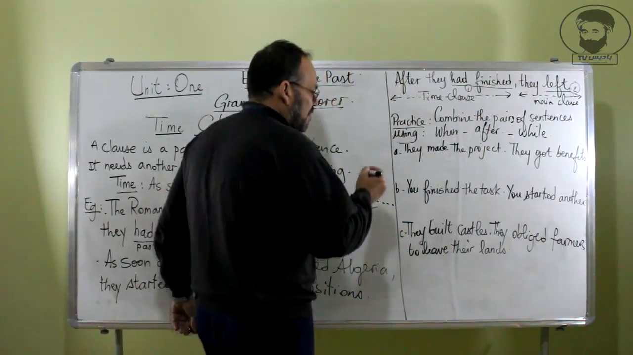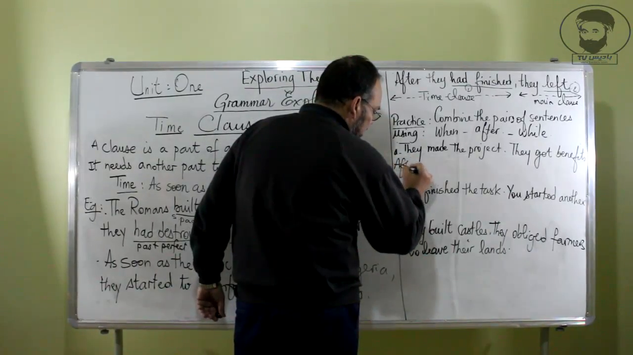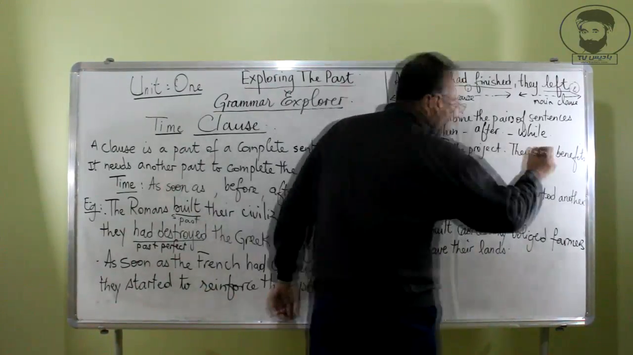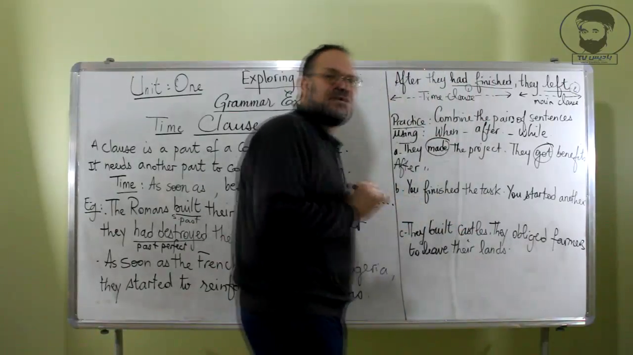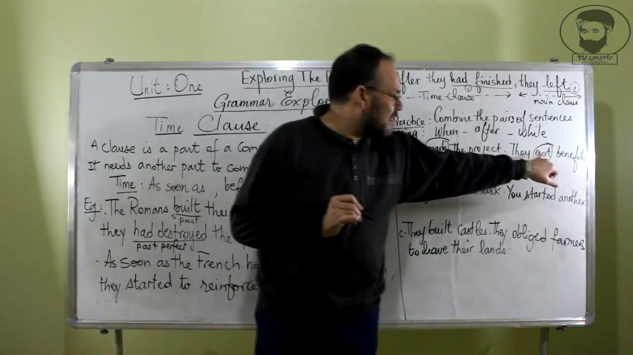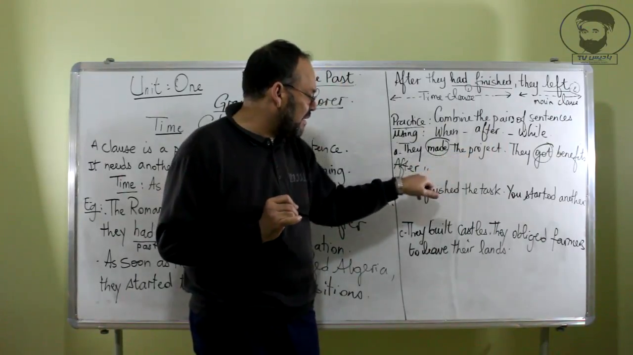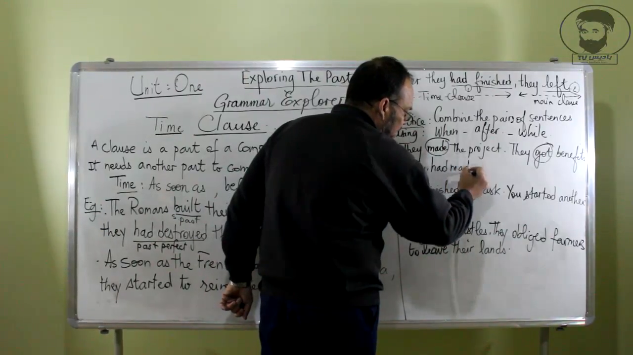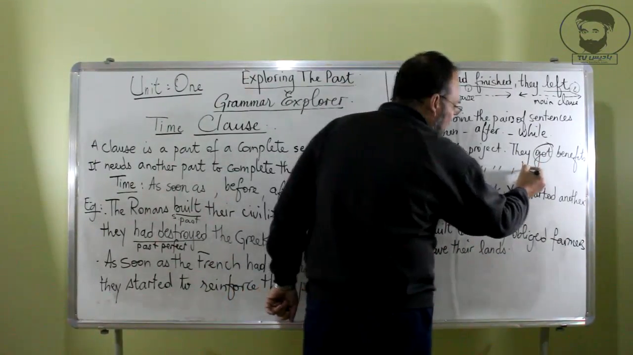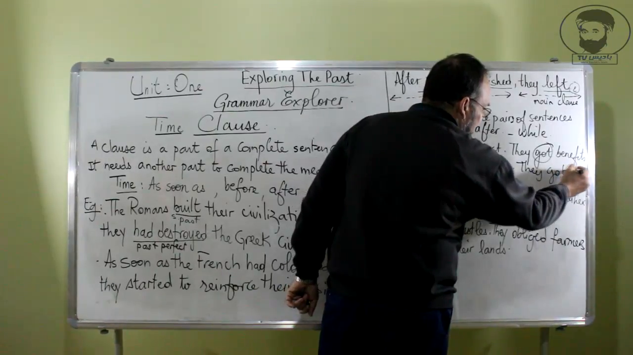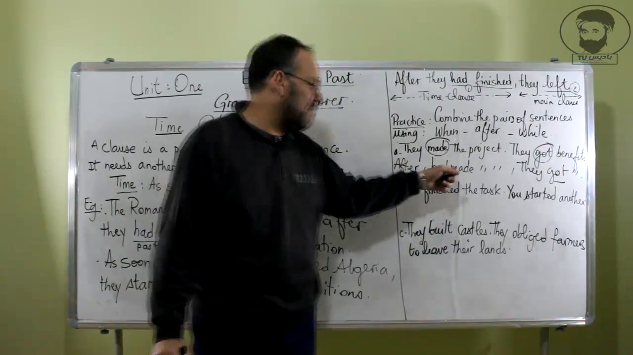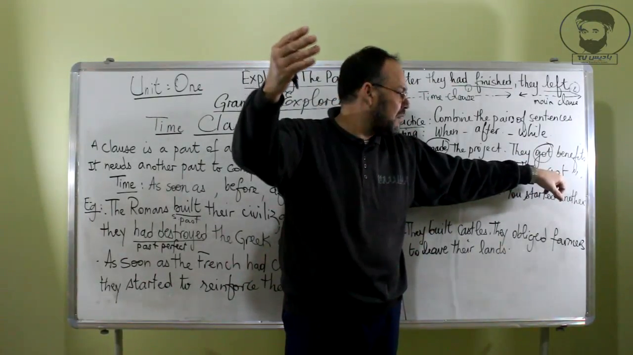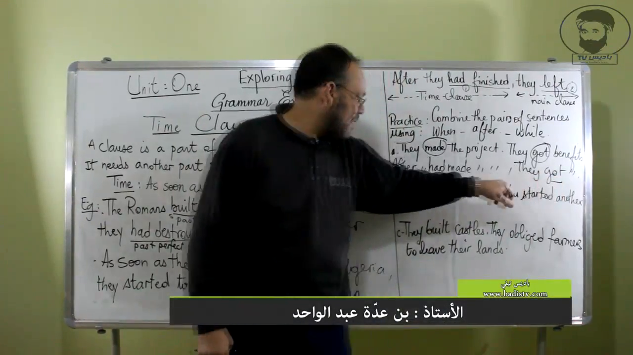So you say after. Then now, made here and got here. Which one do you think is the first one? Is it made or got? It's automatically made. So you say, after they had made the project, comma, they got benefits. It means first they made the project, and after, for example, after 2, 3, 10 weeks, they got the benefits of this project.